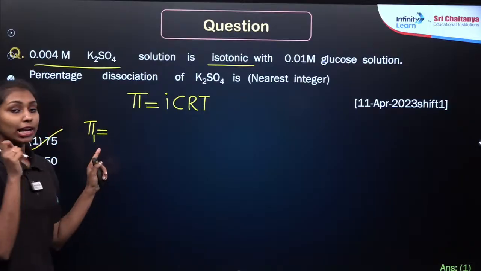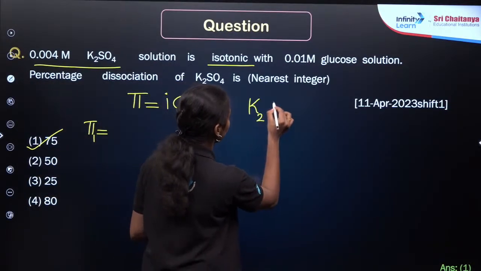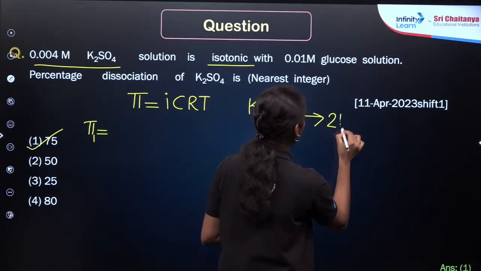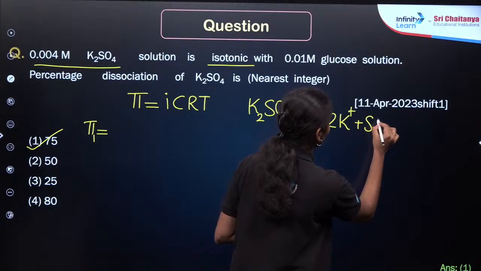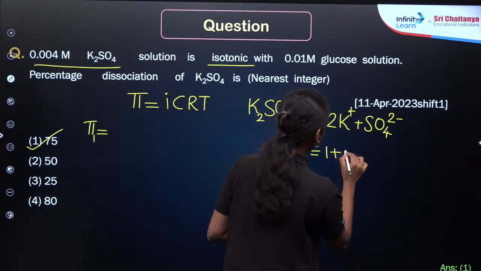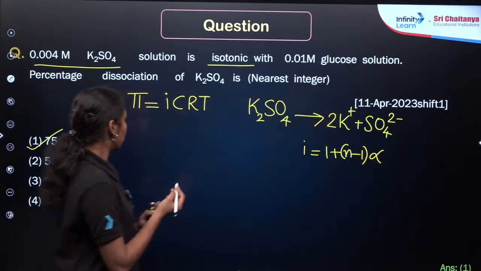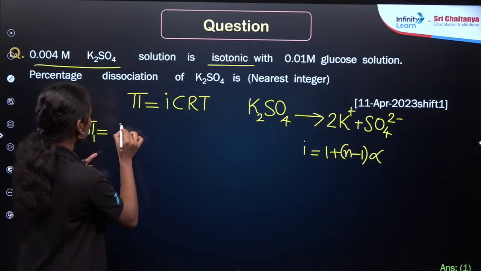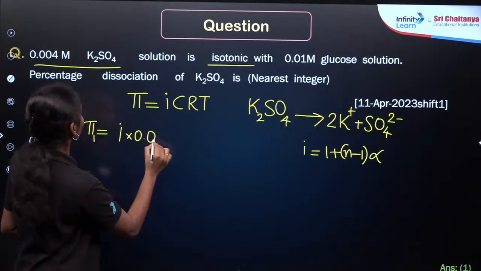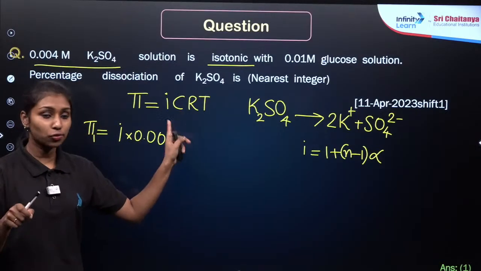So what is the i value or Van Hoff factor for the K2SO4? It can be dissociated into 2K plus and SO4 2 minus. So i is equal to 1 plus n minus 1 into alpha. So we need to find out the value there. So i into concentration, which is 0.004. Then it is at the same temperature condition, so we can just neglect the values of R and T here.